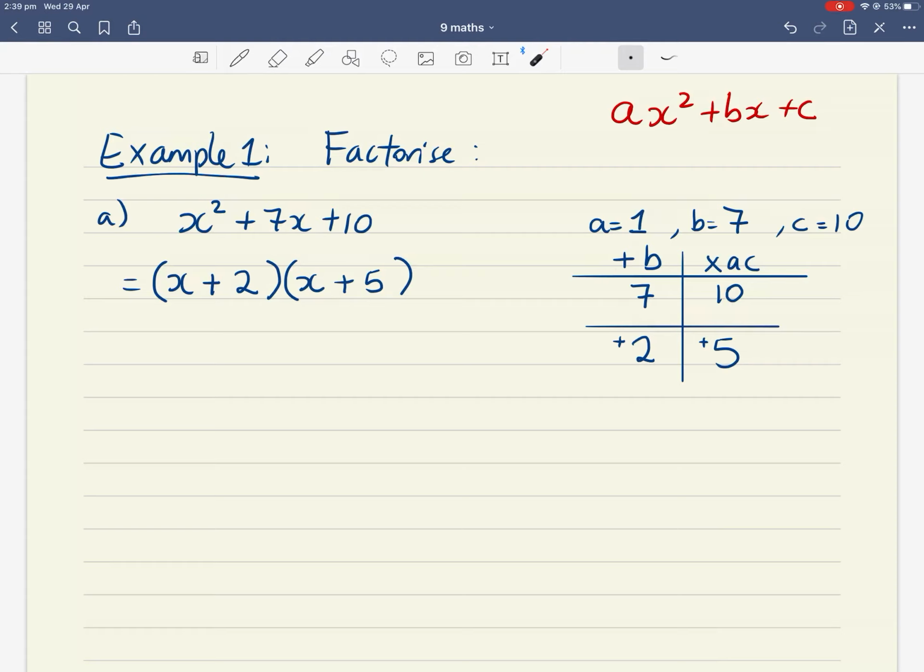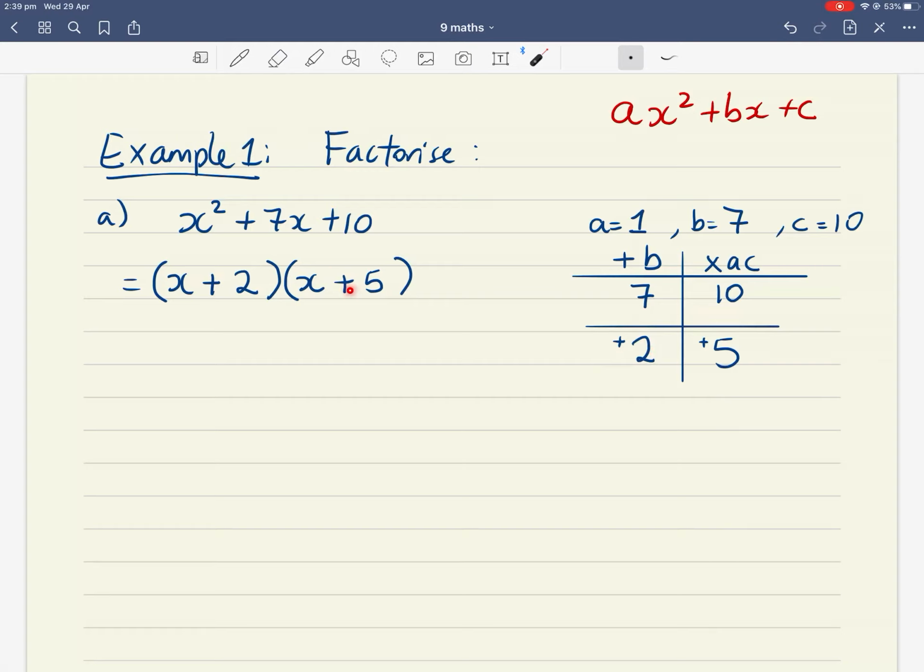Then you're thinking, I need 2 numbers that add to be 7 because it's plus B, and you need the same 2 numbers to multiply to become 10. So it's times AC. The 2 numbers in this case that add to be 7 and multiply to be 10 are 2 and 5. In fact, positive 2 and positive 5. So in your solution to factorize, you would go bracket, bracket, x and x in the start because you have x squared.